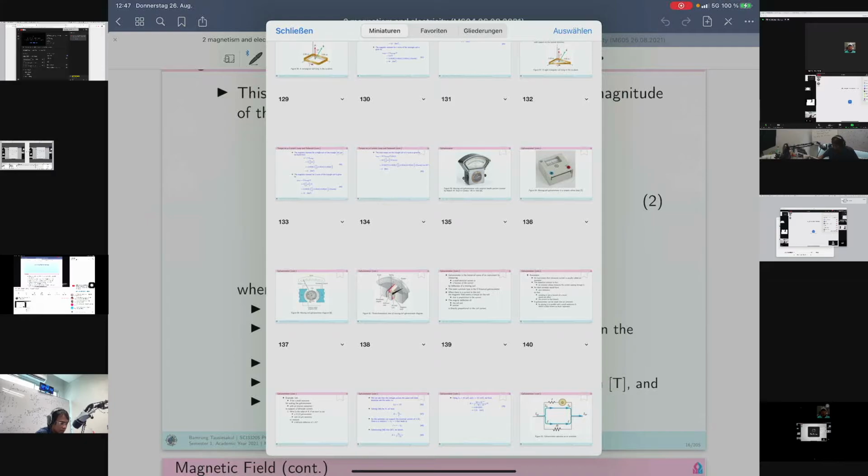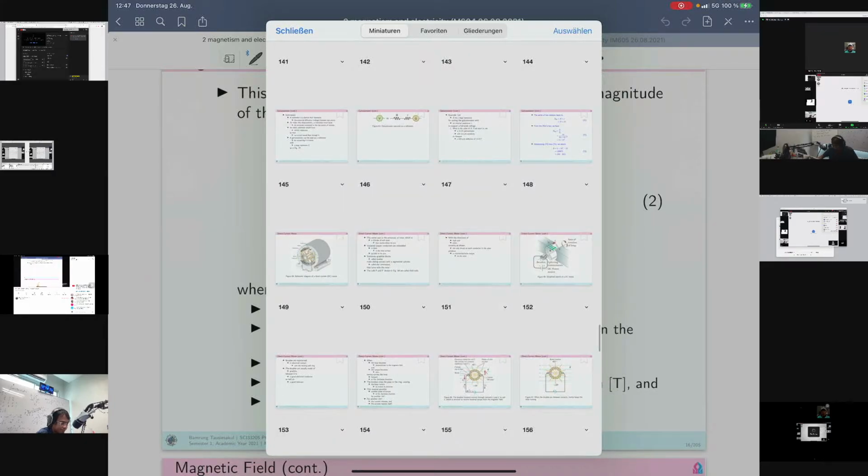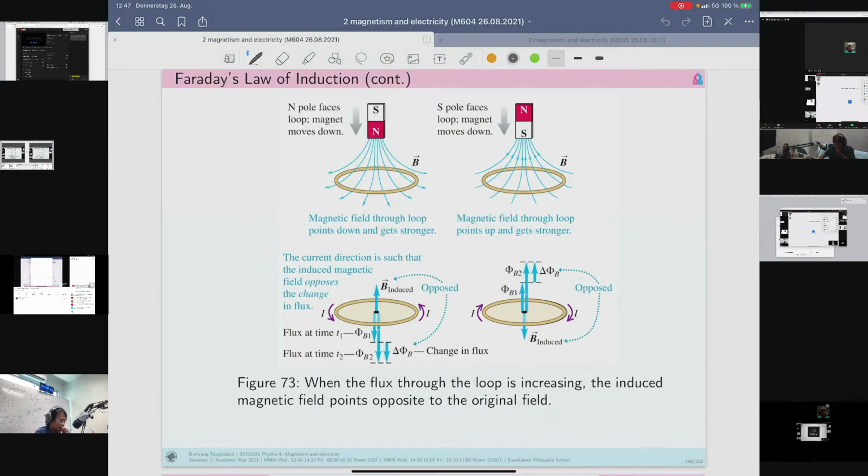We are here at the topic of Lenz's law, right? In order to find the direction of the induced electromotive force.